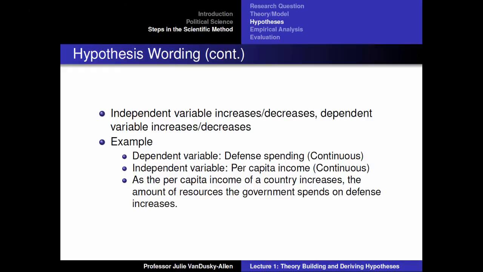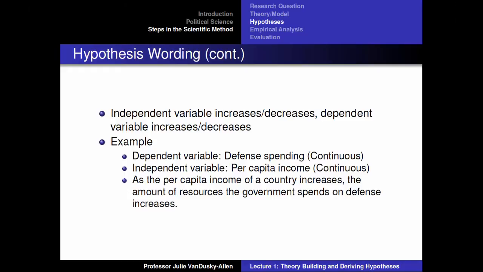The last template is useful when we have an independent variable and a dependent variable that are both continuous and take on multiple values. It is the independent variable increases/decreases, dependent variable increases/decreases template. For example, imagine our independent variable is the per capita income of a country and our dependent variable is defense spending of a country. Our hypothesis could be, as the per capita income of a country increases, the amount of resources the government spends on defense increases.